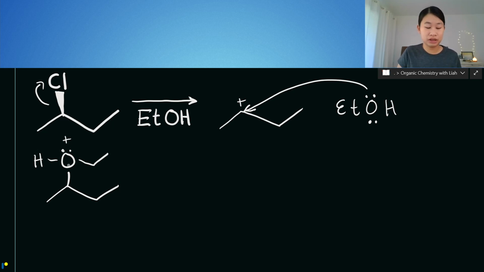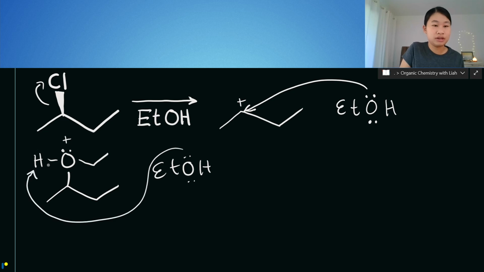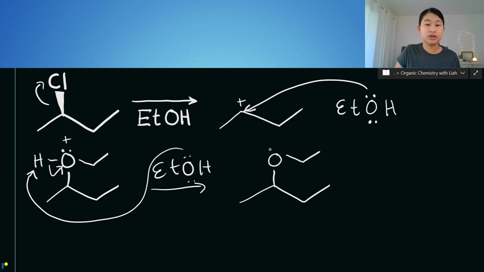Now, because we'd like the oxygen to have a 0 charge, we're going to deprotonate, meaning we're going to remove this hydrogen atom. So we're going to use more of the solvent. The electrons from this oxygen are going to go attack and take off this hydrogen. These electrons here are going to go back to the oxygen on the molecule. Okay, and so now this oxygen has a 0 formal charge. So this is going to be our product.